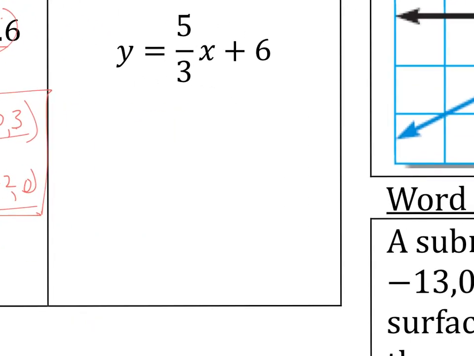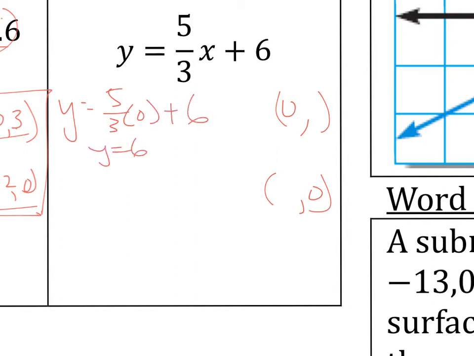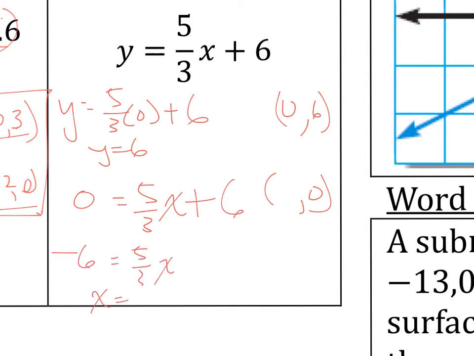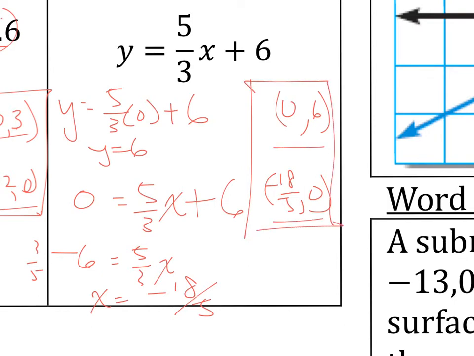Okay, let's look at one more. When x is 0 and when y is 0. So this is obvious. So y is 6. And when y is 0, we're going to have to do a little bit more work. -18/5. Y-intercept, x-intercept.